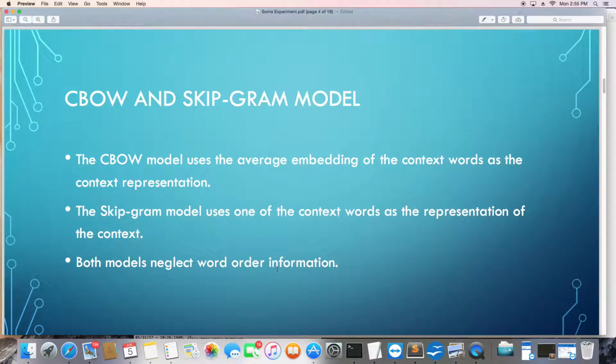CBOW and skip-gram model. The CBOW model is the continuous bag-of-words model. It uses the average embedding of the context words as a context representation. The skip-gram model uses one of the context words as the representation of the context.